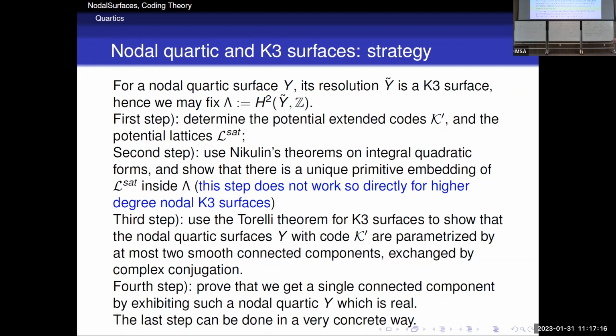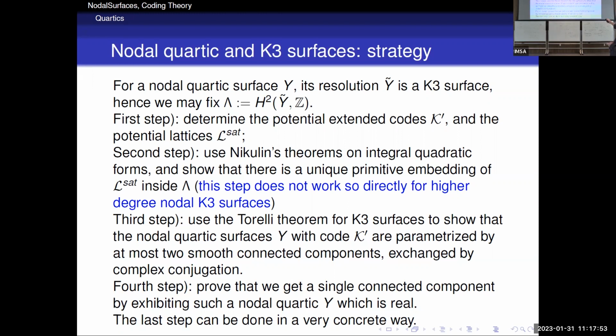And now I dispense with writing the equation from Torelli. So you fix this embedding, and then you impose the conditions that these elements of the lattices are of type 1. These are very simple equations, but they give two components which are exchanged by complex conjugation. And I want to prove that it is only one.